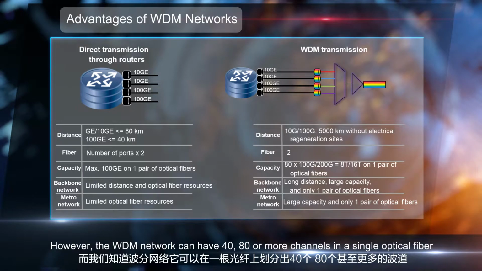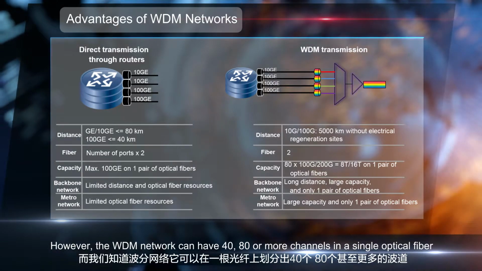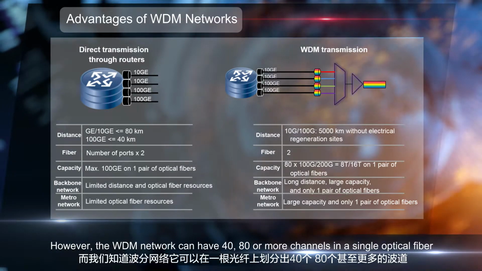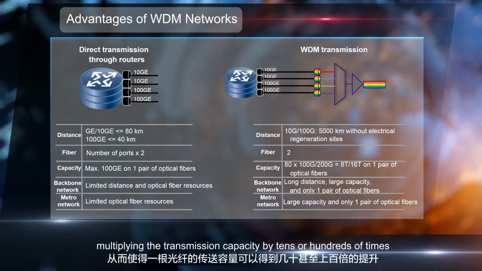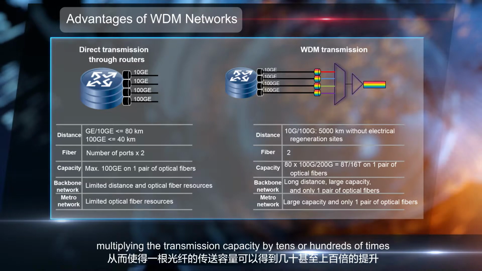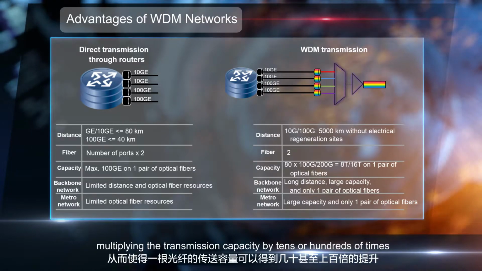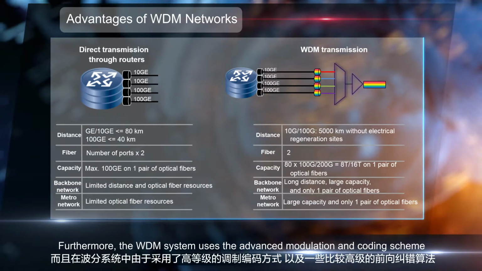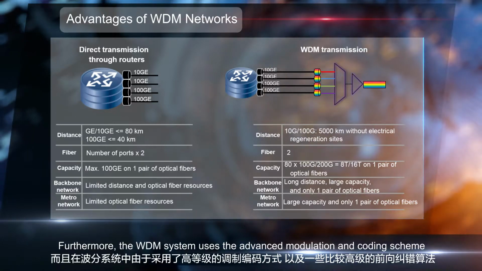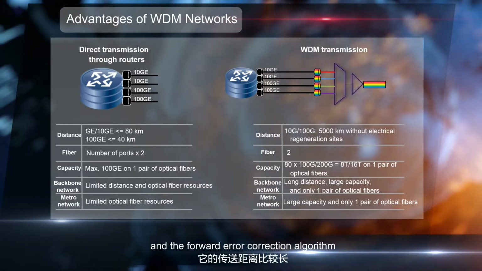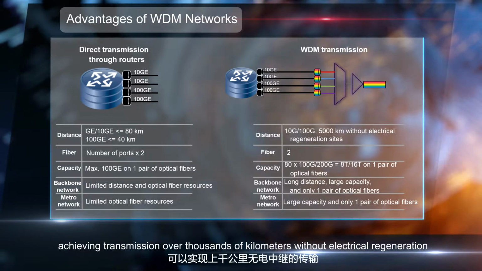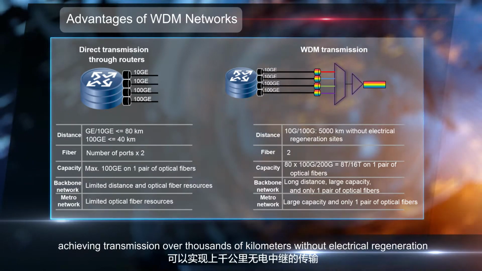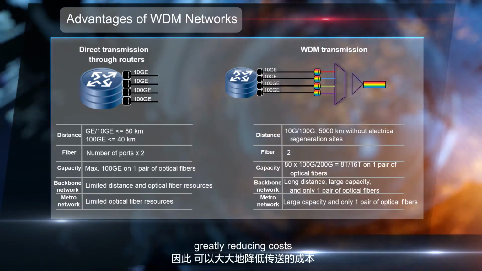However, the WDM network can have 40, 80 or more channels in a single optical fiber, and each channel can transmit an optical signal, multiplying the transmission capacity by tens or hundreds of times. Furthermore, the WDM system uses the advanced modulation encoding scheme and the forward error correction algorithm, achieving transmission over thousands of kilometers without electrical regeneration, greatly reducing costs.